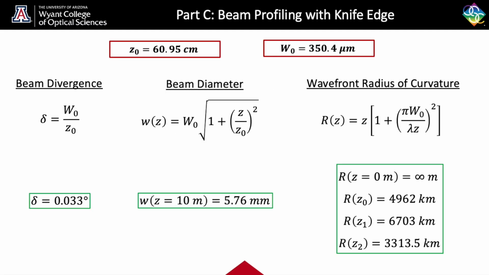The experimental derivation of our Rayleigh range and beam waist allows us to calculate many important beam parameters. One important parameter is the beam divergence angle, which we calculated as 0.033 degrees. We can also calculate the expected beam diameter and wavefront radius of curvature for any value of z using the equations shown. This capability is vitally important in applications such as free space laser communication because it allows for prediction of beam behavior after propagating large distances.